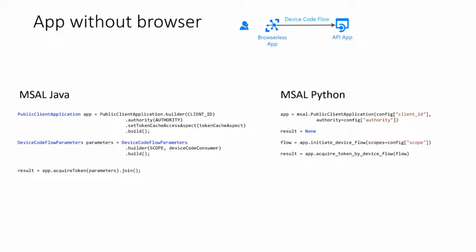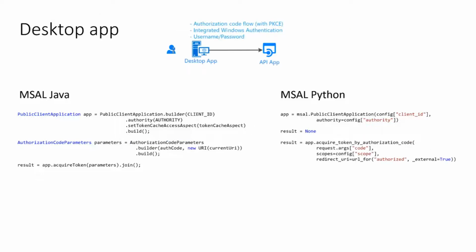One point I would like to mention, which I think I missed in the previous scenario, in the desktop scenario, is that there are some other flows that are used in desktop scenarios, such as integrated Windows authentication and the username password flow.